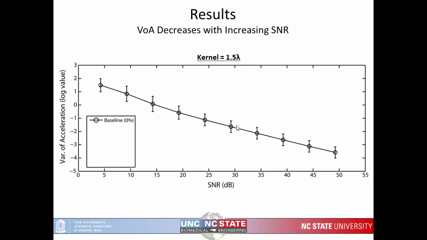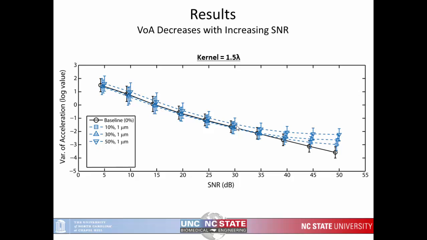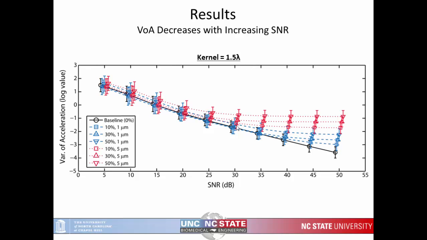Now this result is showing the variance of acceleration values in a log scale as a function of SNR. The black line is showing a baseline case where no hemorrhagic scatters were added to the simulation. As expected, we have an exponentially decreasing VOA with SNR, because this is a log scale. As we add in our hemorrhagic scatters, we see an interesting effect. At low values of SNR, we really don't have that much difference between VOA from soft tissue, our baseline case, and our hemorrhagic simulations. But as we get into the higher SNRs, we see that we start to get separation.